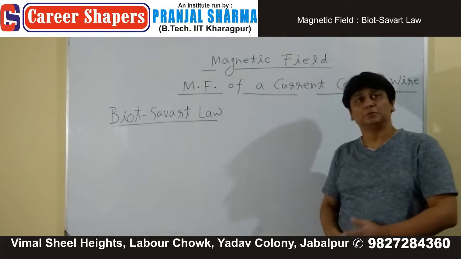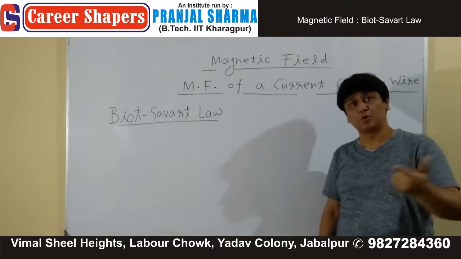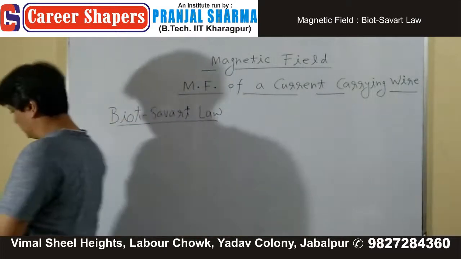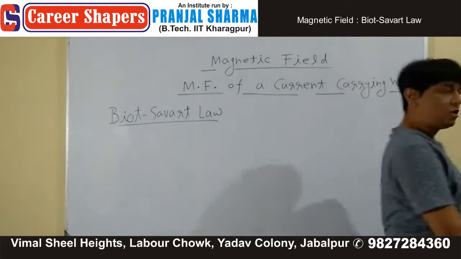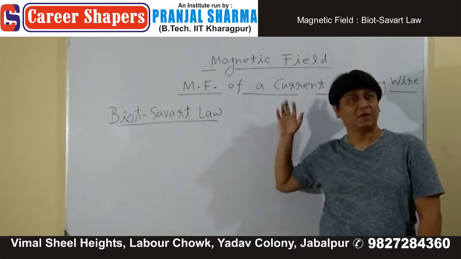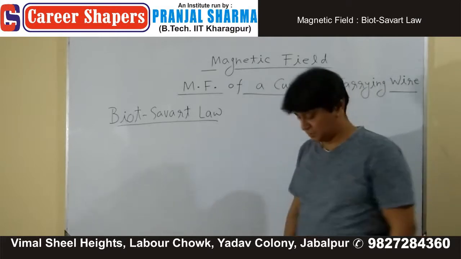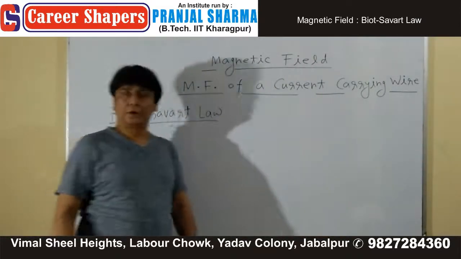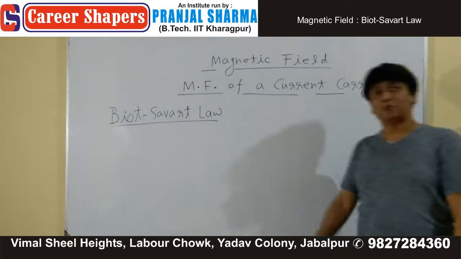Although I said when charge is moving, it produces both electric field as well as magnetic field. So who can tell me why we do not see electric field when we have a current carrying wire? If you think you know the answer, either you can switch on your mic or you can write your answer in the comment box. Let me repeat my question again.